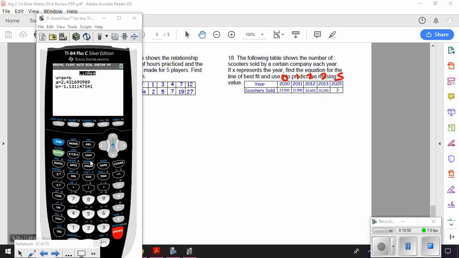So let's clear my list. So stat, clear list, second 1, second 2. Done. Now go to stat, edit. So in list 1, we're putting the years. So the first year is 0.